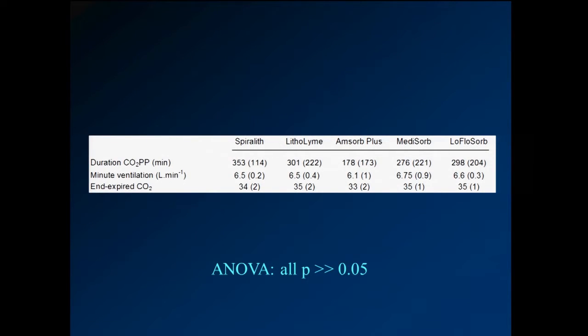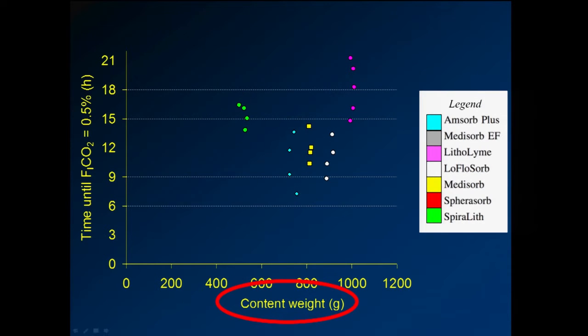Duration of CO2 pneumoperitoneum, minute ventilation, and the expired CO2 did not differ. And here I'm going to plot results in a similar fashion as before with the in vitro results. This again is the initial weight of the products sitting in the plastic container, and here again on the y-axis is the time until the FiCO2 reached 0.5%. Spirolet, Amsorb Plus, Medisorb, low flow sorb, and little lime. You can see there's a large variability here within each group, obviously because CO2 loads differ.